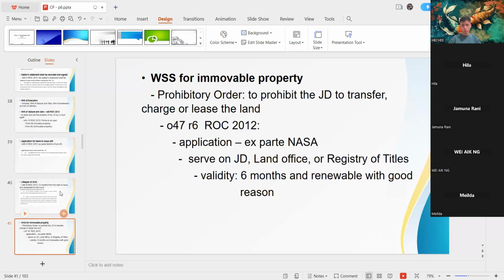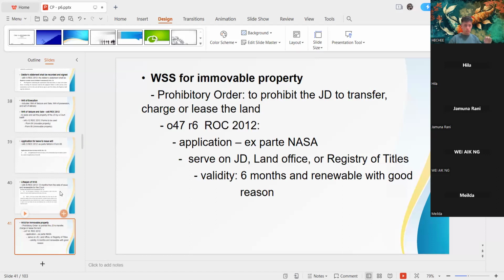For immovable property, what we can see quite often is the prohibitory order. The prohibitory order is to prohibit the judgment debtor from transferring, charging, or releasing the land. I think you all have studied this in your land law, right?